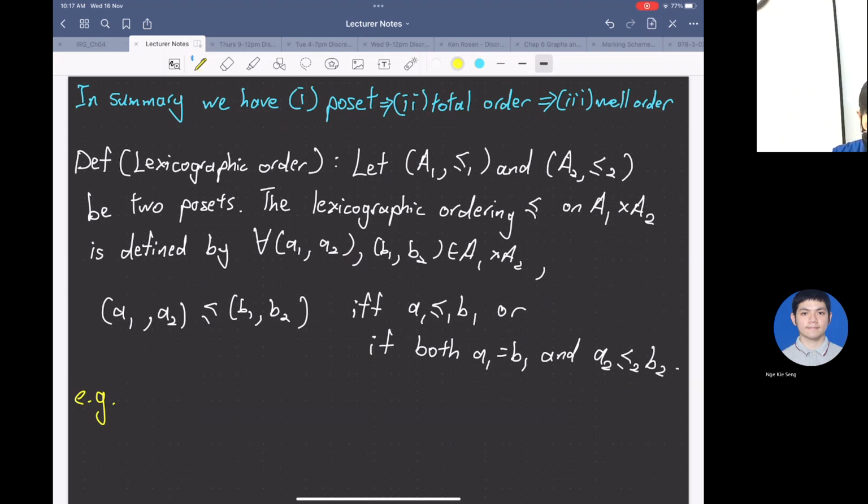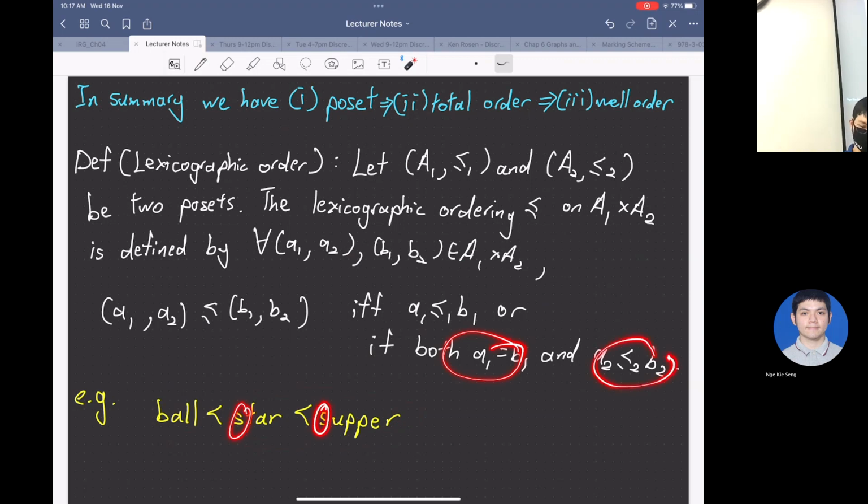So for example, ball is less than star is less than supper. Okay, so ball, why is it less than star? Because if you compare the first one, B comes before S. And then the second one, if the first one is the same, you check the second one. So lexicographic order.